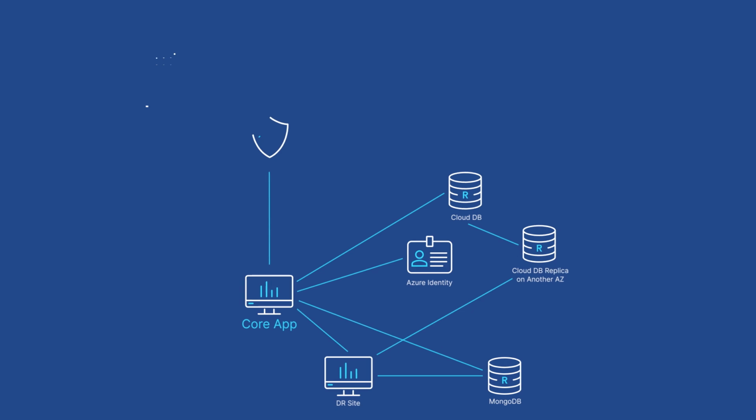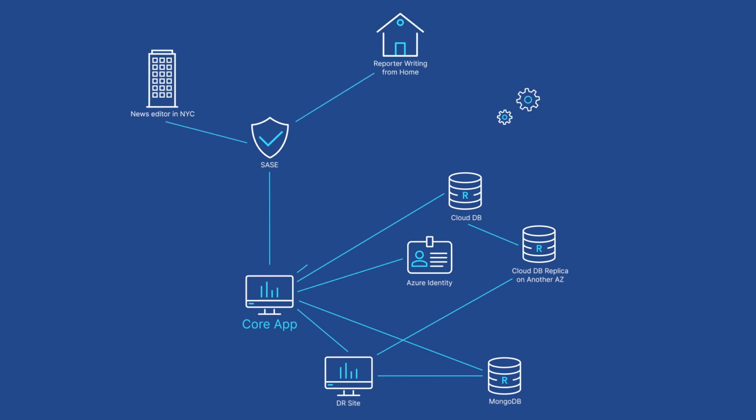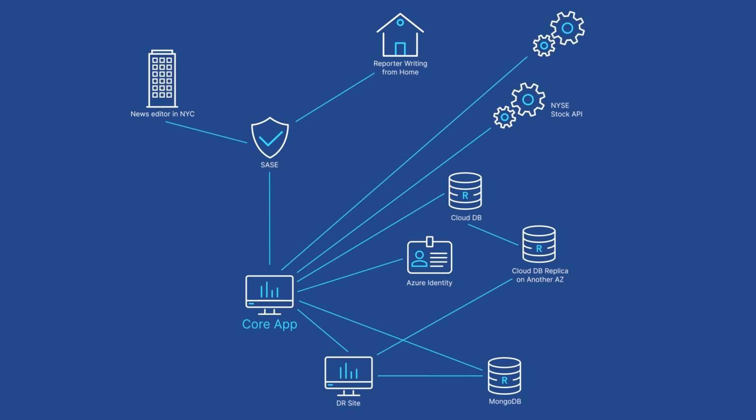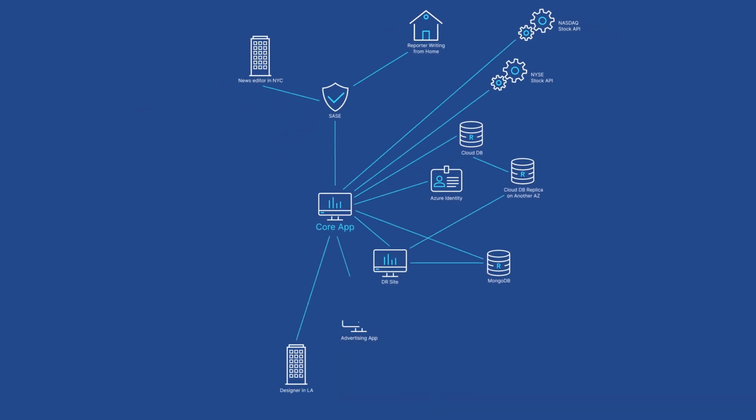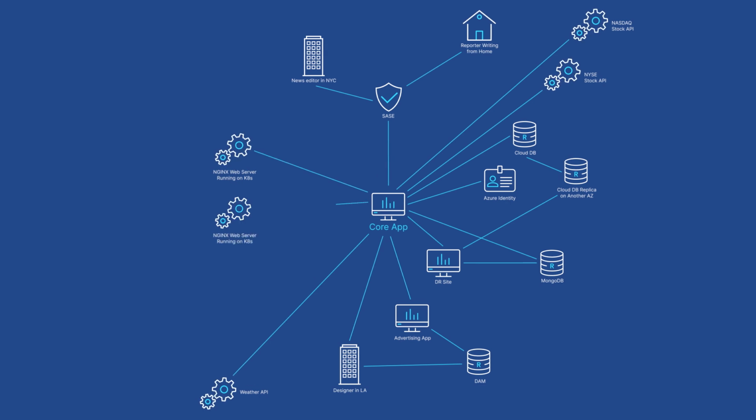The editorial team and reporters access that content via a SaaS vendor, while financial news moves through APIs connected to stock exchanges like NASDAQ. Graphics are edited with SaaS apps and stored in a digital asset management system, another SaaS application. And weather information? Another API. Web servers run on Kubernetes clusters or edge servers.